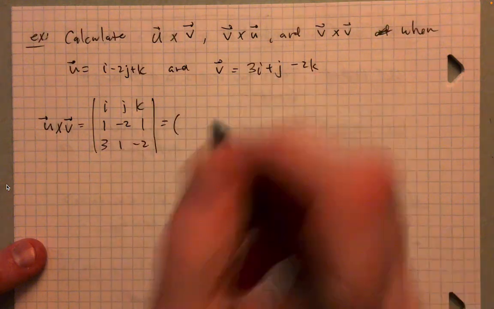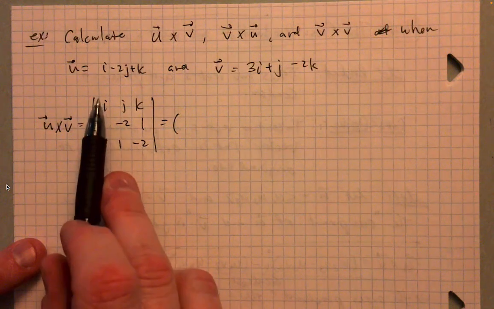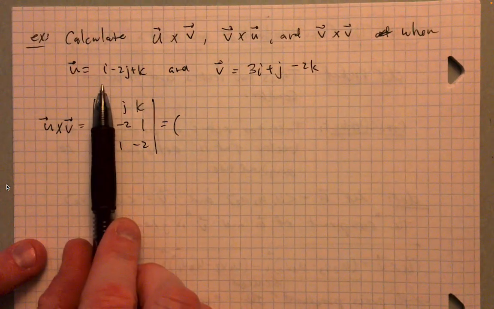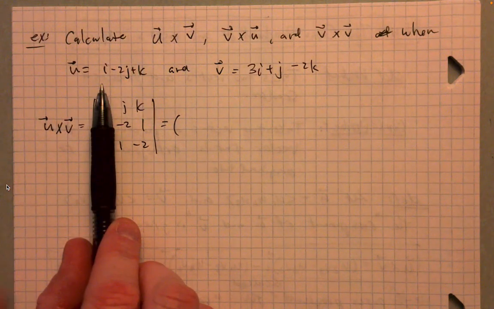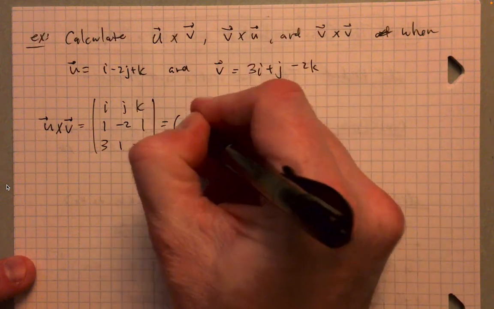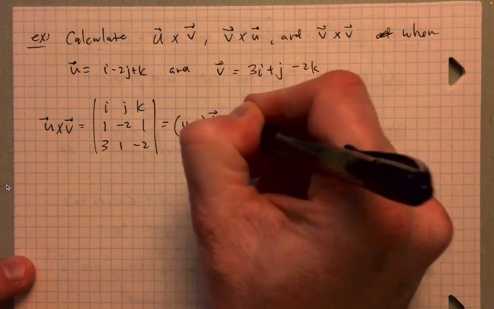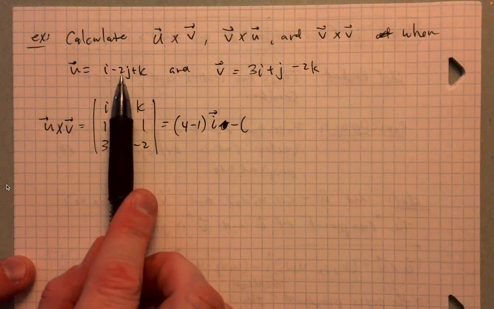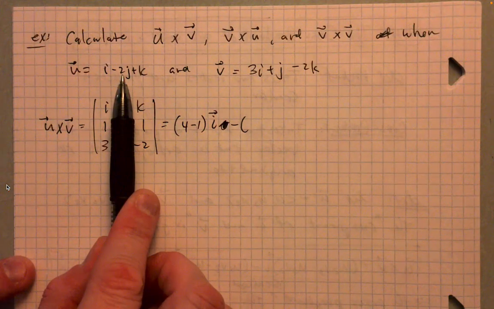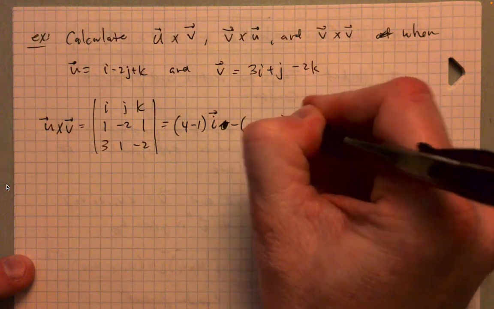Okay, and so the first one we're interested in is the i column, right? So we think of removing this column and then doing the calculation on the remaining submatrix. So negative 2 times negative 2 is 4, minus 1 times 1 is 1. Oh, sorry, and it's always minus. Then you do the same thing with the j, right? So it'll be 1 times negative 2 is negative 2, minus 3 times 1 is 3.